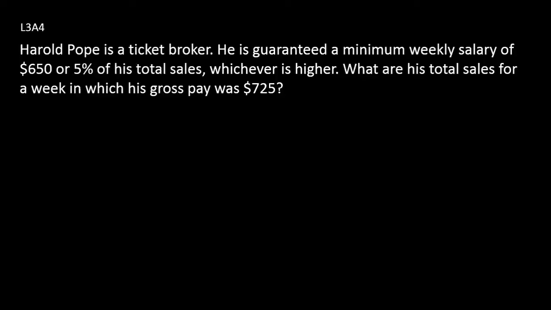Harold Pope is a ticket broker. He is guaranteed a minimum weekly salary of $650 or 5% of his total sales, whichever is higher. What are his total sales for a week in which his gross pay was $725?